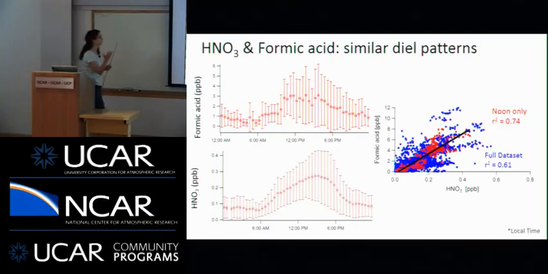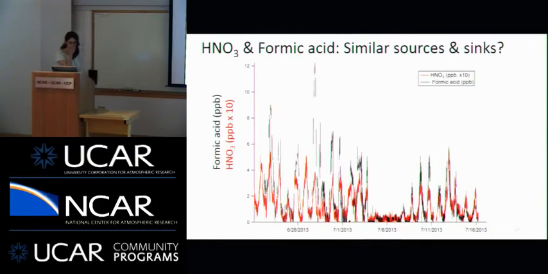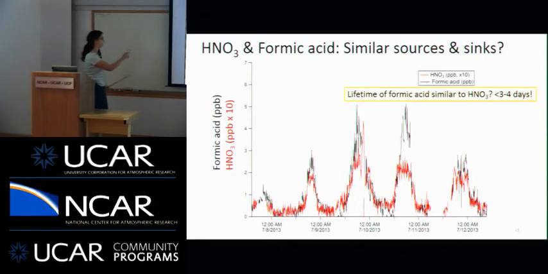So if we do a scatter plot, we get a beautiful R squared. And again, that says these two molecules are moving in the same way. And that tends to suggest that perhaps their sources and sinks are coming from the same places. Looking at the data in a couple of different ways, I'm just going to zoom in on a few days here. So in black, you have our formic acid. And in red, you have nitric acid multiplied by 10, just so you can see how similar they are. They have exactly the same rise and exactly the same fall.